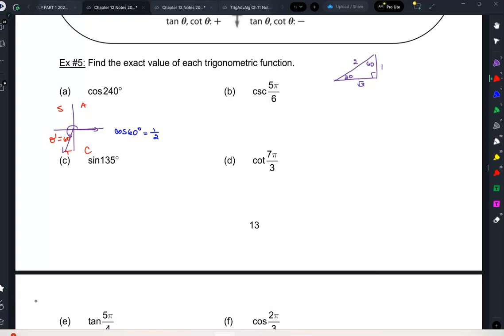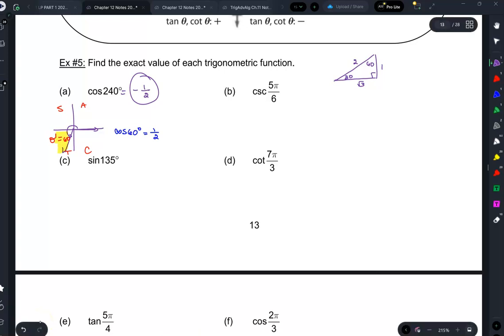whenever an angle falls in this quadrant, all of the functions are positive there. Sine, cosine, tangent, everything is positive. When an angle is in this quadrant, only sine is positive. In this quadrant, only tangent is positive. In the last quadrant, only cosine is positive. So now we are in this quadrant where tangent is positive. But if you're looking for the cosine, that's not tangent, so it'll be negative. So it'll be negative 1/2. So let's do the next one.